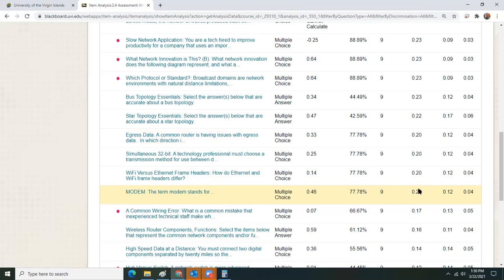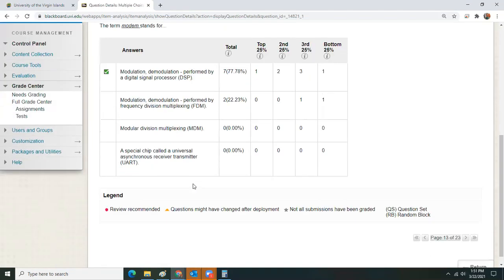Multiple choice. Most everyone got this correct. There were a few that didn't know that modulation, demodulation is performed by a digital signal processor. Some students selected the incorrect answer that read modulation, demodulation performed by frequency division multiplexing. Okay, so multiplexing is a different thing altogether. Any of the terms associated with multiplexing would have nothing to do with modulation.